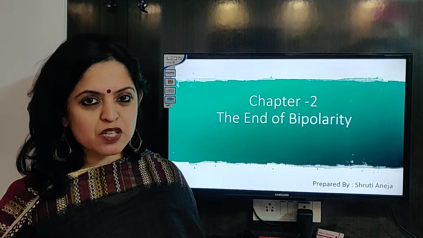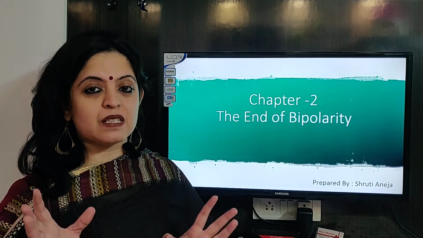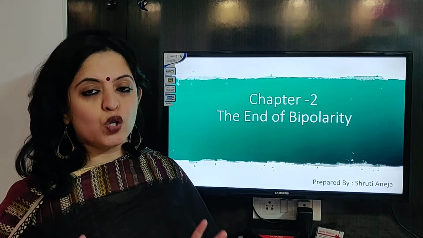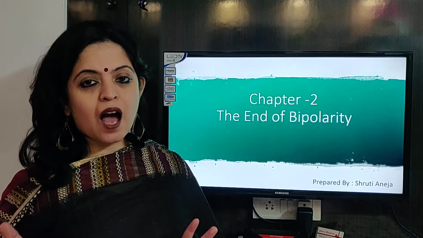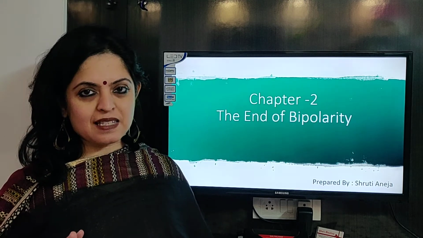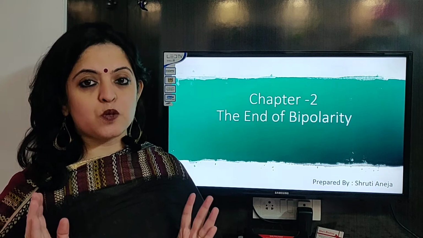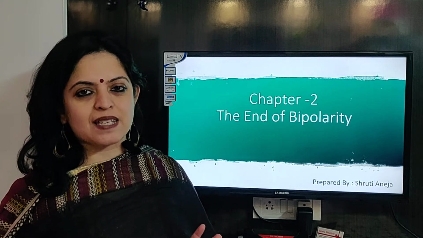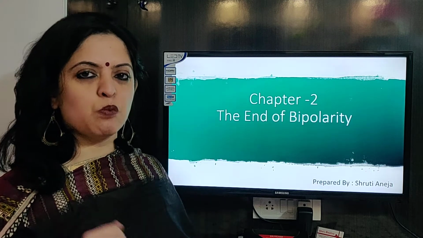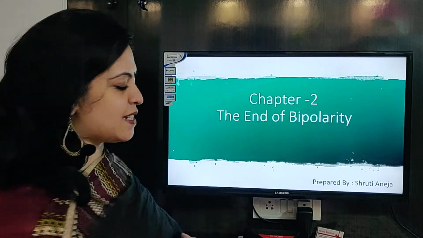तो आपको मतलब समझ में आ गया. Bipolar world means the world was divided into two superpower blocks. One led by USA, another led by USSR. USSR का मतलब Soviet Republic और USA का मतलब America, the Western countries. ठीक है? So let's move on to our first slide.